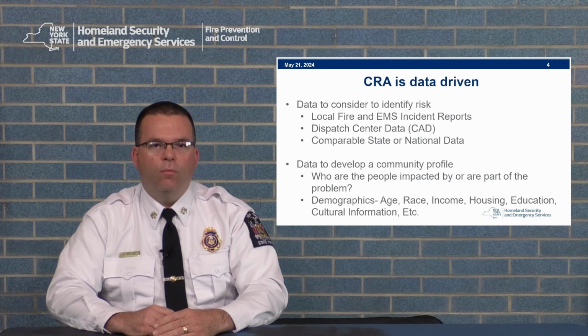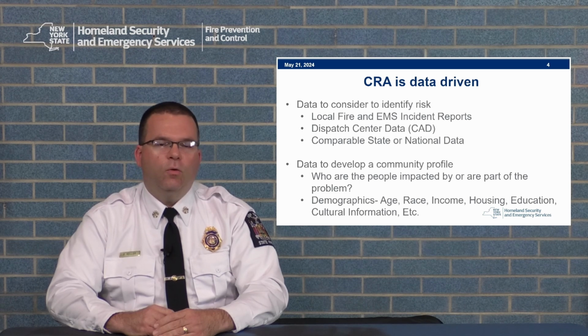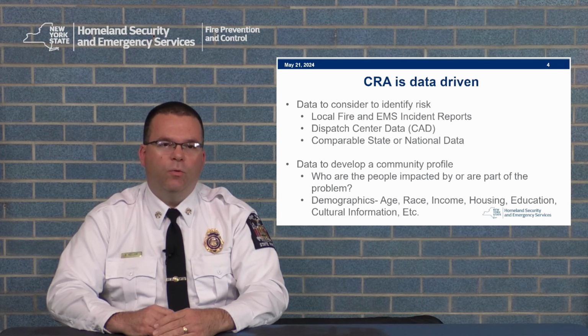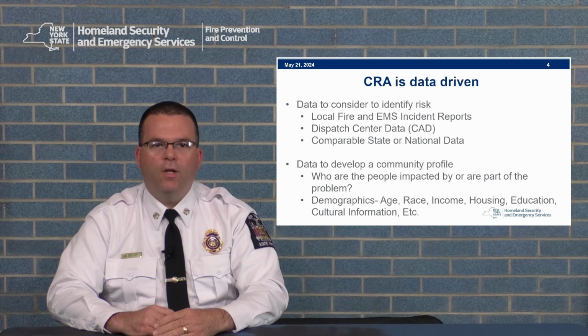Once we have an idea of where those risks are and what they are, the next thing we can do is overlay data and create a community profile. A community profile is about who is impacted or part of the problem, trying to identify who's out there that's experiencing the issues, or perhaps whose behavior creates part of the problem. Look at the demographics of your community to include things such as age, race, income, housing, education, cultural information, or anything else that would be pertinent to draw your data from.